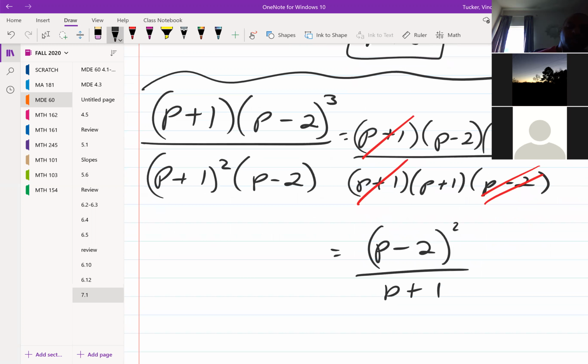So that goes back to your exponent rules. If you subtract your exponents accordingly, then you wouldn't have to write out all of that. So all you had to do was subtract 1 minus 2 for your exponents for p plus 1, then 3 minus 1 for p minus 2, and that would have given you the proper exponents. All right, questions on that one?